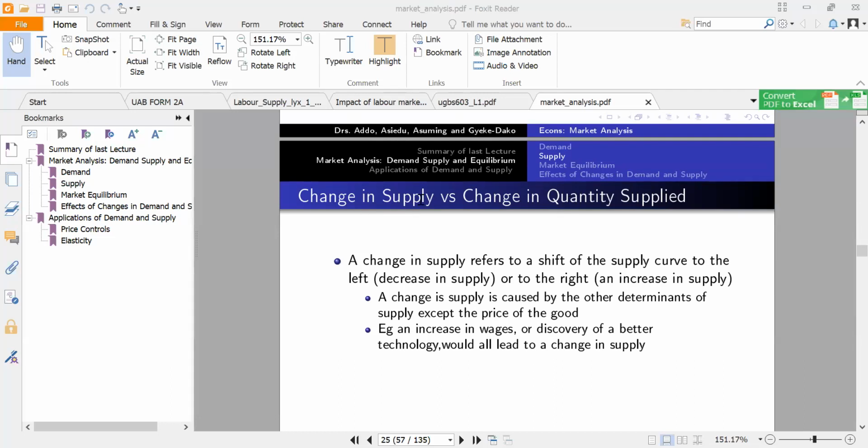So change in supply will shift the supply curve. Change in quantity supplied will be a movement on the same supply curve. Okay. Yeah, there was a hand somewhere. Oh, okay.